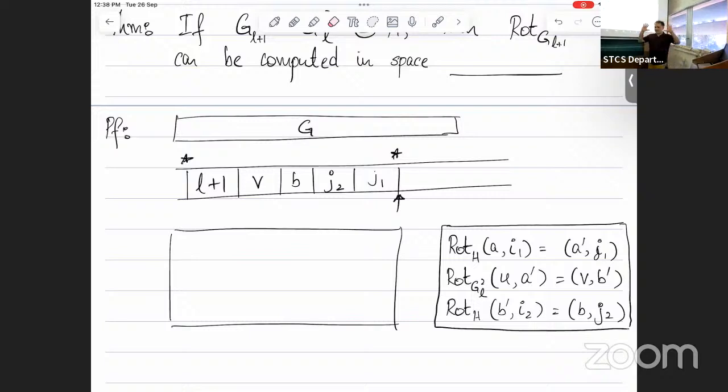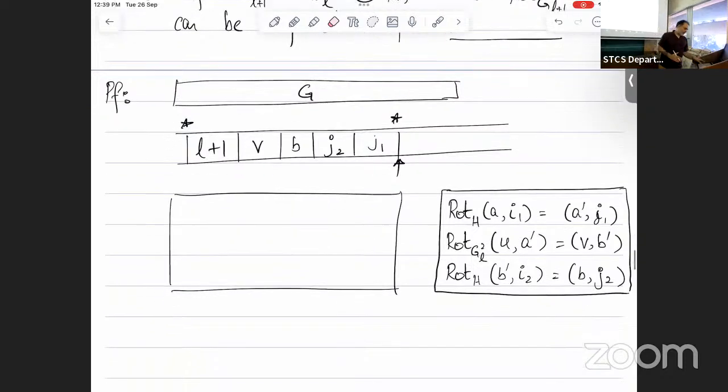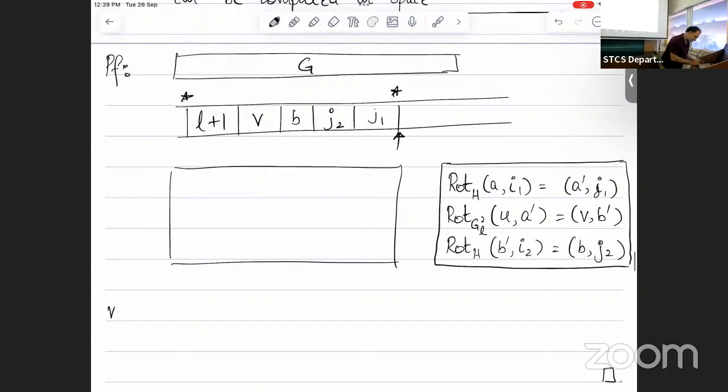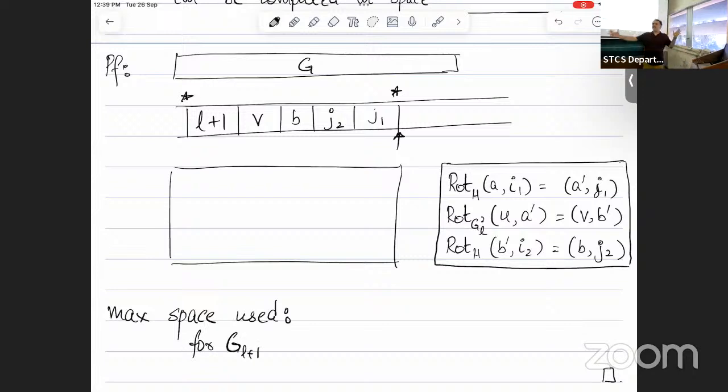So this is all we need to do in order to compute one rotation map on the graph G_{L+1}. And the key point is the max space used. Notice that I want to compare this with whatever space you used for G_L. I want to know what is my maximum profile that I see.